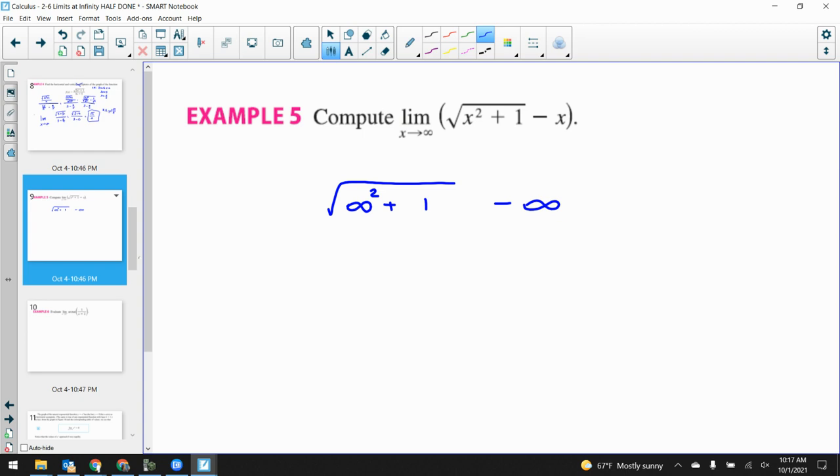It's not going to help us use direct substitution here. So there must be some sort of algebraic way to solve this. Okay, well, if we have this square root of x squared plus 1 minus x, do you remember that whole thing about unrationalizing the denominator, where we multiply by the conjugate? We're going to do that same idea here.